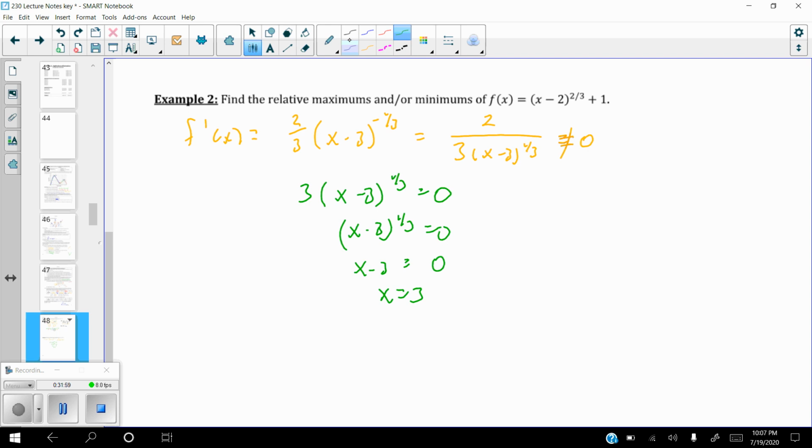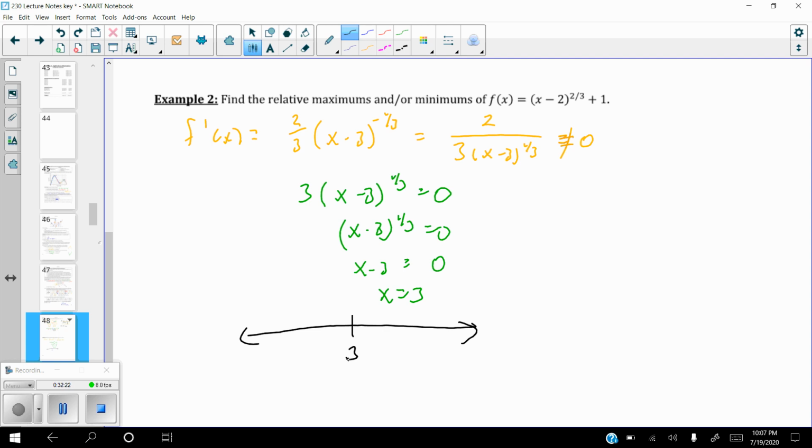So once again, we're going to use the number line. Fortunately, there's only one value to put on the number line, and that's 3. Okay, so let's figure out what's happening to the left of 3 and to the right of 3 to see whether we have a max or a min, or neither. So we still have to test this into our derivative.